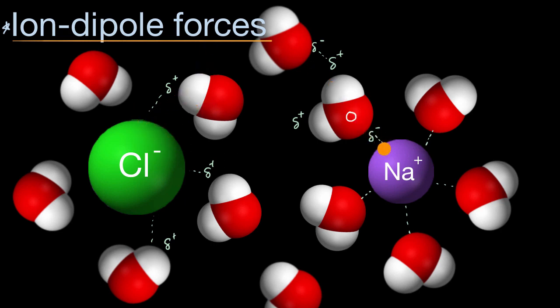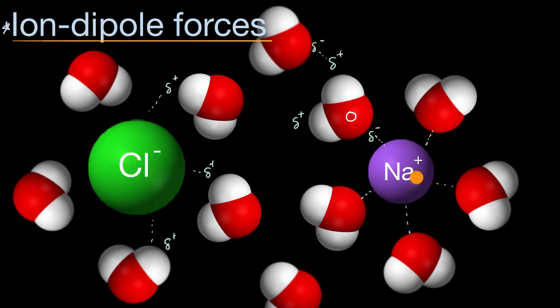Now, if I were to ask you what's going to dictate the strength of the ion dipole forces, think about that. Pause this video and what do you think is going to matter? Well, as you can imagine, these are Coulomb forces. So the strength of the charges matter. So you're going to have a stronger ion dipole force if you have stronger charges on the ions.